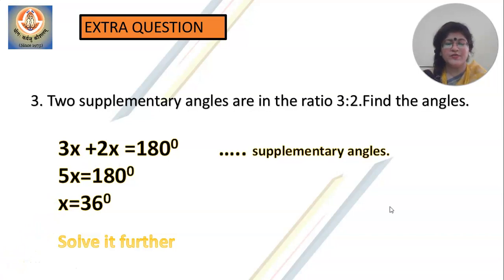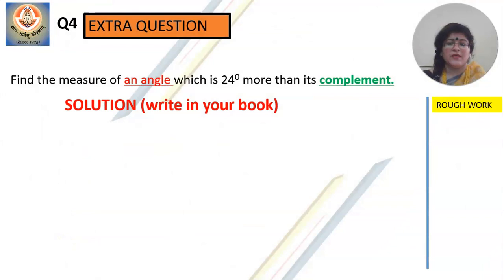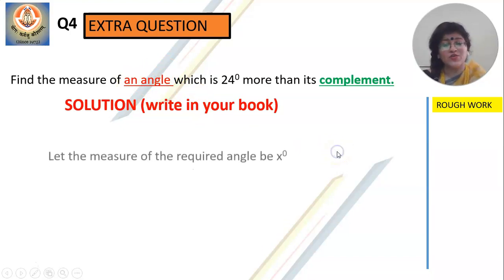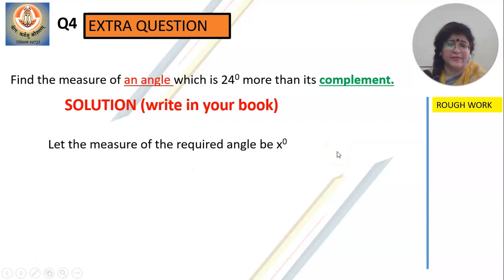Let us look into another question. This is slightly different. It is also important. Please pay attention. Find the measure of an angle which is 24 degree more than its complement. Find the measure of an angle. Do you know the angle? You do not know. So let us assume that that angle is x degree.